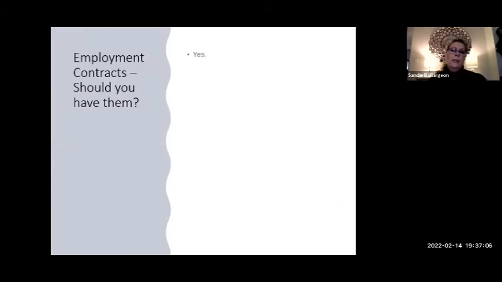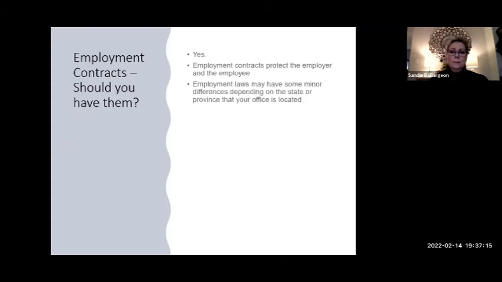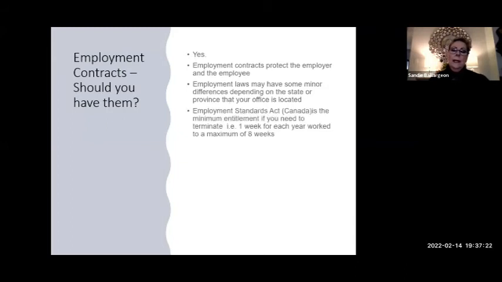Should you have employment contracts? Absolutely yes. Employment contracts protect the employer and the employee as well, but more so the employer this time. Employment laws may have some minor differences depending on the state or the province that you're located in. Employment Standards Act in Canada is the minimum entitlement if you need to terminate an employee. So for example, it's usually 1 week per year worked, up to a maximum of 8 weeks. But keep in mind, that's the minimum standard.